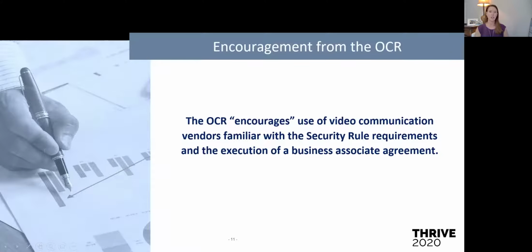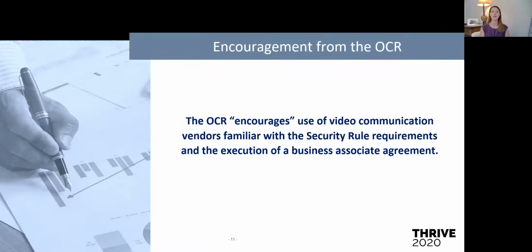So we did get some encouragement from the OCR. And I think anytime we get encouragement from the government, granted, it's not a requirement, but if they are encouraging you to do something, I think it's in your best interest to do that. And because they have given us this window of enforcement discretion, we want to take advantage of that, but we also want to be smart in your practice.